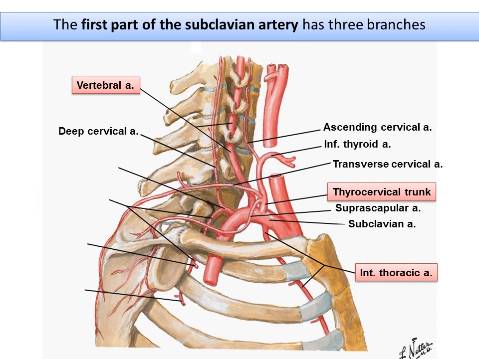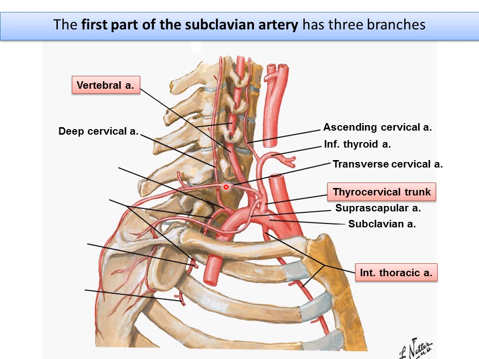The first part of the subclavian artery has three branches. First of all, the vertebral artery, which ascends through the transverse foramina of the cervical vertebrae, starting at vertebra C6. Then the thyrocervical trunk, which in itself has several branches, and the internal thoracic artery that supplies the anterior chest wall. The branches of the thyrocervical trunk are as follows.